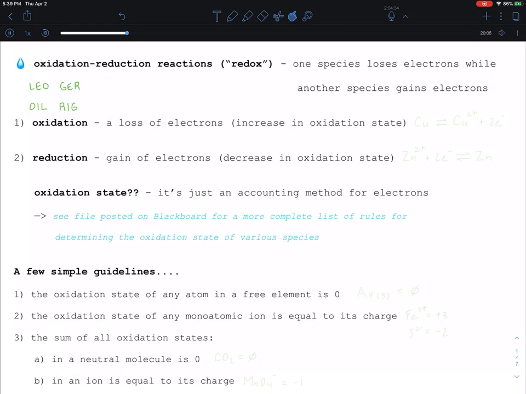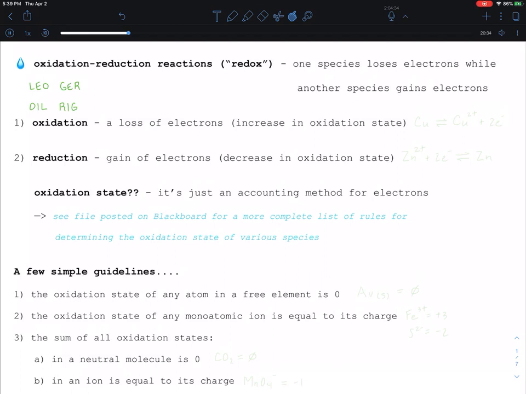But sometimes we have molecules where there is no charge, and you're like, what happened? So that molecule is made up of atoms, and those individual atoms could have had a change in their oxidation state, their electron environment. So it's really great if we figure out a way to figure those out so that we can tell if a redox reaction actually occurred when we're not staring at obviously charged species.